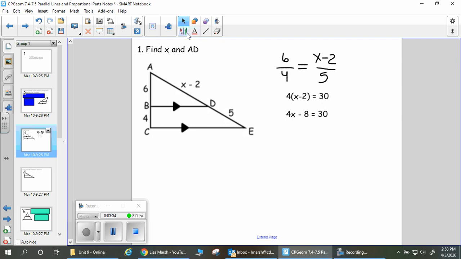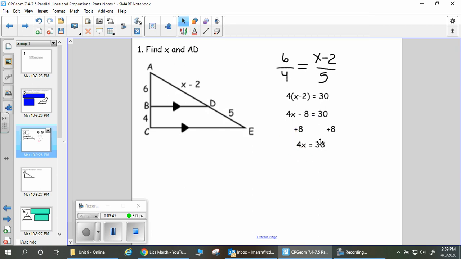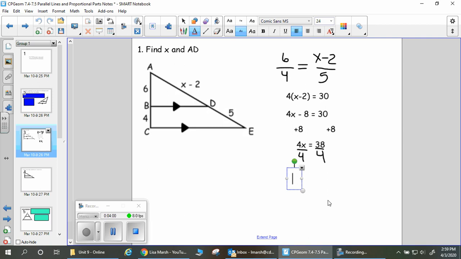At this point, now you can go about solving your equation. So we're going to add our 8 to both sides. So my 4X is now equal to 38. We're going to want to divide both sides by 4. You'll see I'm sort of switching between typing and writing just because I know the handwriting's a little sketchy at times. And so that's going to give me 9.5.